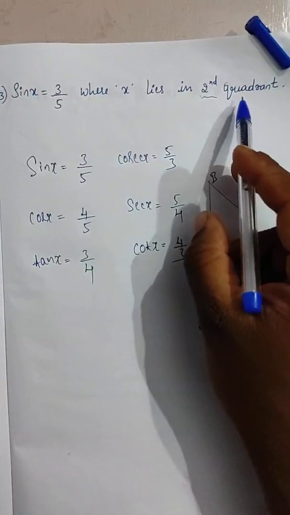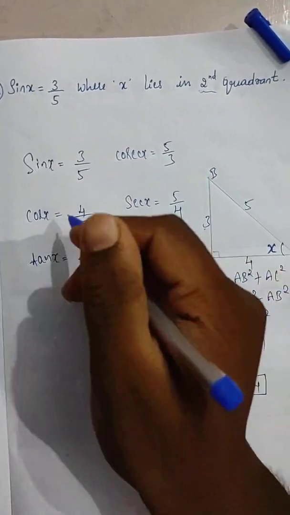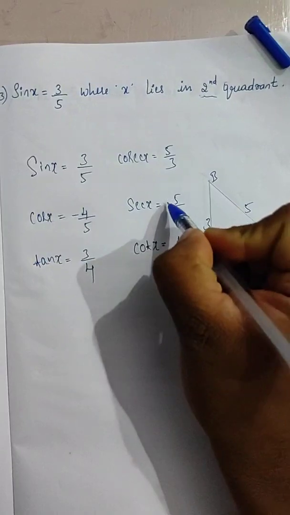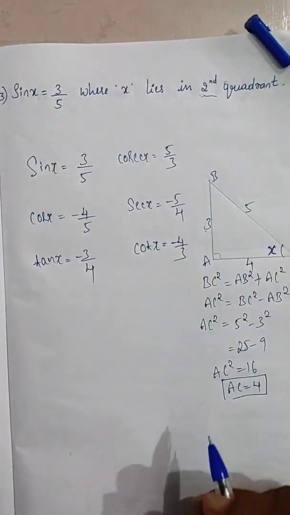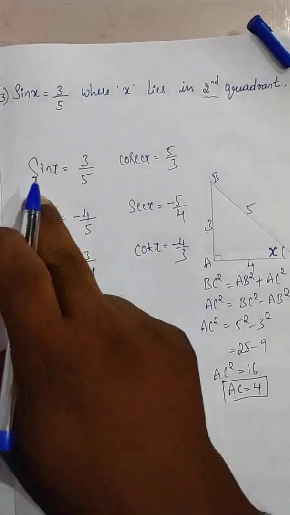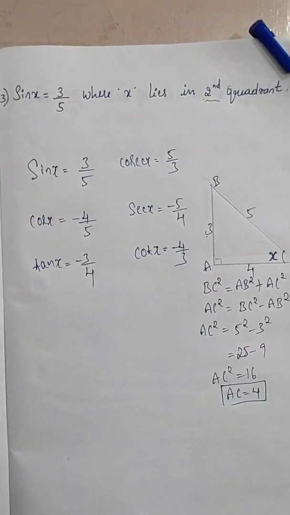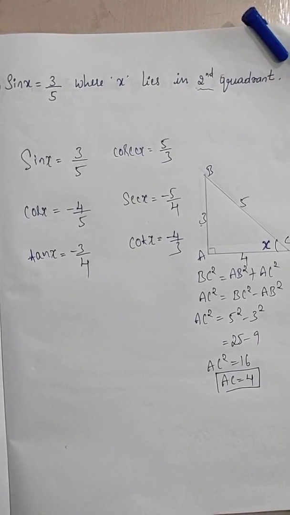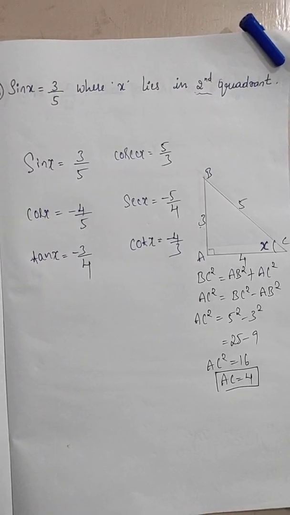Since x lies in the second quadrant, sin and cosecant are positive, cos is negative, secant is negative, tan is negative, cot is negative. Is it clear? So these two terms are positive, so these four terms are negative. Is it okay? I hope people are understanding. So what I am doing, listen here.